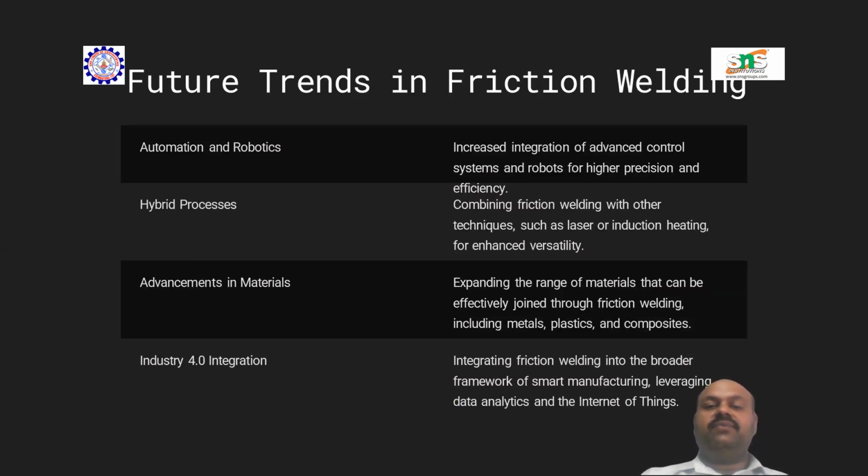So what are the future trends in welding? Automation and robotics, making friction stir welding automated, and hybrid processes combining friction stir welding with other techniques such as laser or induction heating for enhanced welding. Advancements in materials, expanding the range of materials that can be effectively joined through friction stir welding, including metal, plastics, and composites. So now the latest trend is to integrate Industry 4.0, integrating friction stir welding into a broader framework of smart manufacturing, leveraging data analytics and Internet of Things.